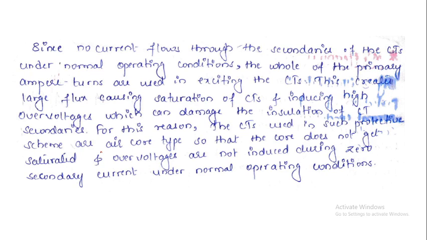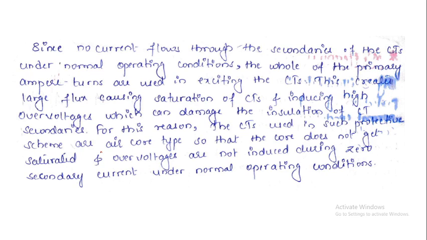Since no current flows through the secondary of the CTs under normal operating condition, the whole of the primary ampere turns are used in exciting the CTs. So this creates large flux causing saturation of the CTs and inducing high over voltages which can damage the insulation of the CT secondaries. So for this reason, the CTs used in such protection scheme are air core type, so that the core does not get saturated and over voltages are not induced during zero secondary currents, that is, under the normal operating conditions.